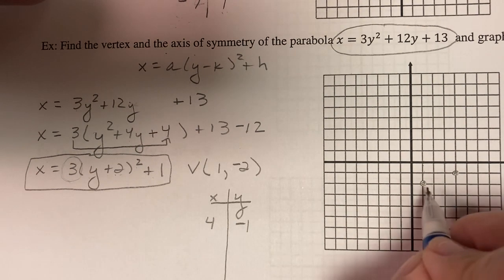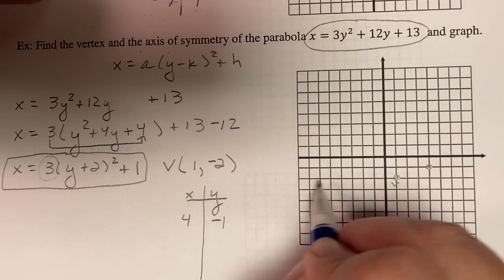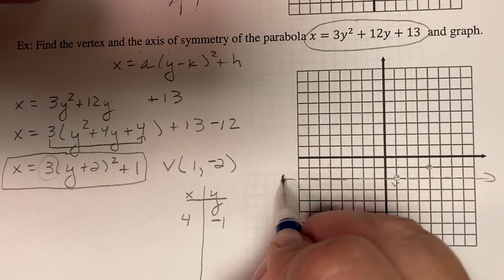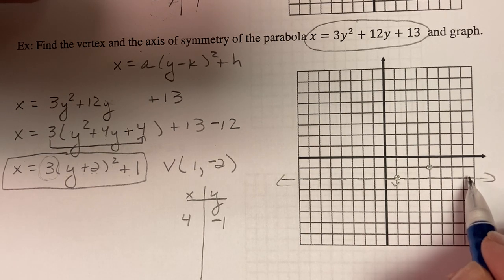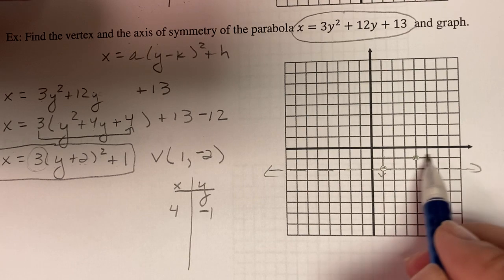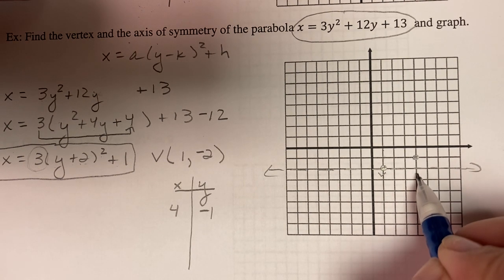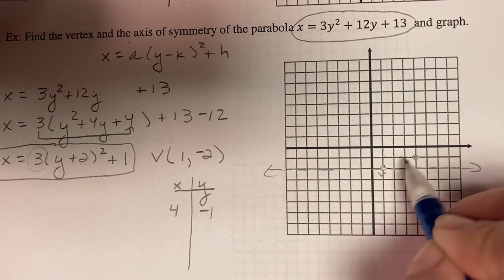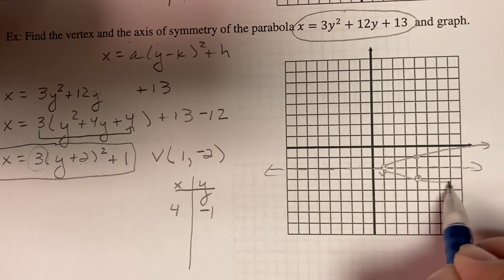Now, remember this is the vertex. We know it turns to the right. This line right here is my axis of symmetry. It is the line that chops the parabola in half. So we know this parabola is going to look like this. So we know that this point up here has a matching point down there on the other side of that mirror, the axis of symmetry. So we're going to go ahead and graph it now.